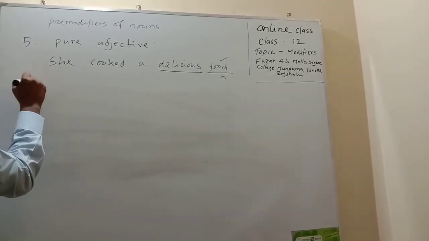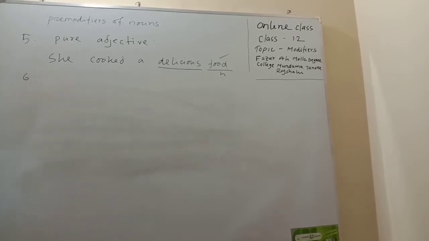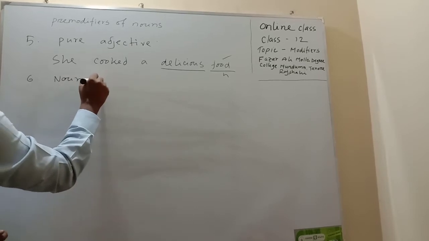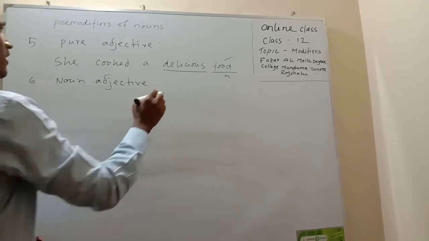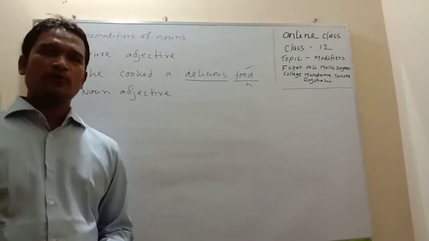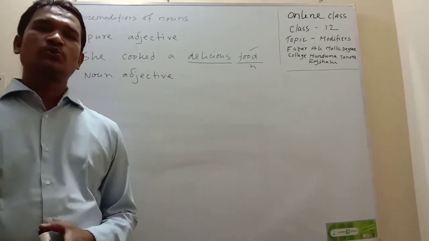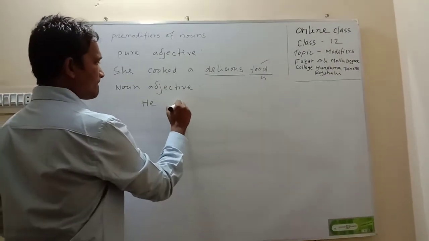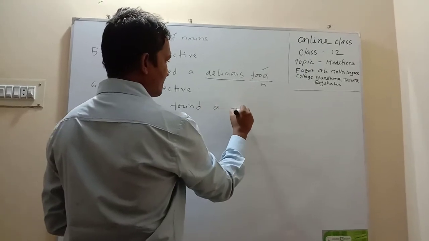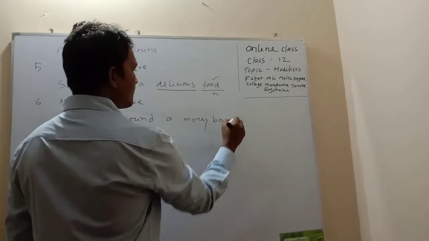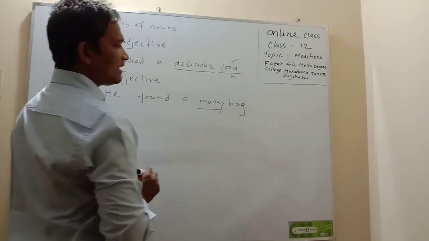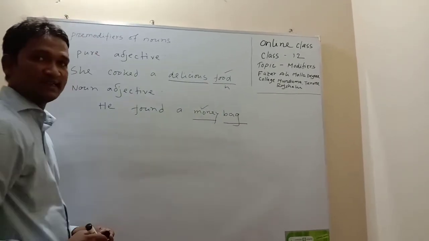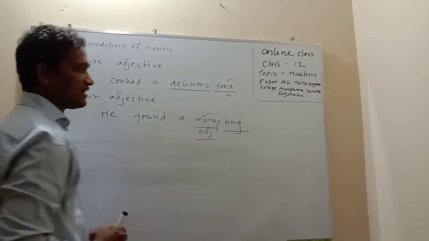Let's have a look at another example, another thing that is used as pre-modifiers of a noun. For example, noun adjective. Noun adjective means we have two nouns together, and the first one is regarded as an adjective. For example, he found a money bag. Here money is a noun and bag is another noun. So we have two nouns together, and the first one will be regarded as a noun adjective. So here this is an adjective.